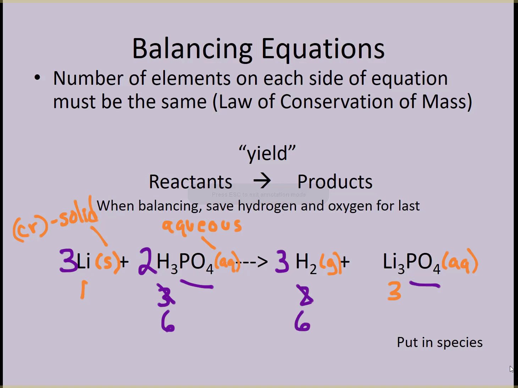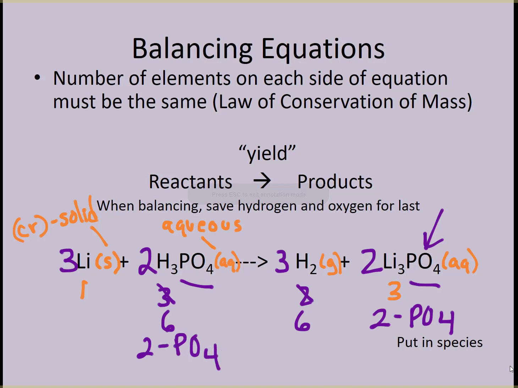Now when I do this, that messes up my oxygen. So I need to go back and look at the oxygens, or my PO4 group. Now I have 2 PO4s on the left-hand side and only 1 on the right-hand side. So I'm going to put a 2 in front. So that should be balanced. I have 2 PO4s and 2 PO4s.